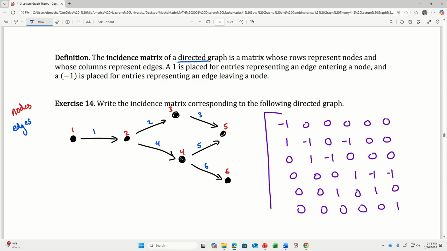So in an incidence matrix, you should have the same number of negative ones and positive ones, right? Because every edge should be going in and out of a node, so you should get pairs of negative ones and positive ones. In fact, since every column represents an edge, you should be able to look down the columns and find a negative one and a positive one in every single column. Boom, boom, boom. This is my incidence matrix. And again, you'd only really do this for directed graphs.